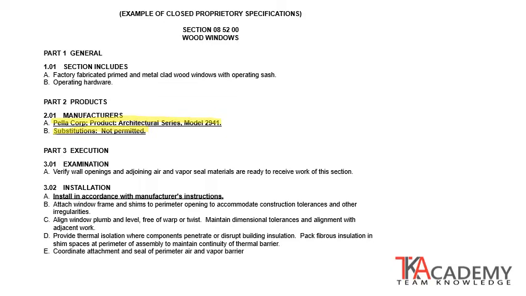Just skipping down here to part 3, which is the execution, and I highlighted and bolded this. I'm going to highlight in green here too. It says install according to the manufacturer's instructions. So this is why a closed proprietary spec is so easy to write. You don't have to list multiple things in the product section. You can just list one specific manufacturer and model, and installation you can really just default to the manufacturer's installation instructions.